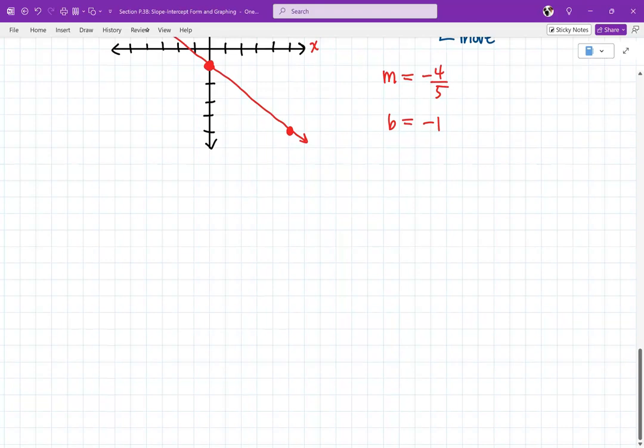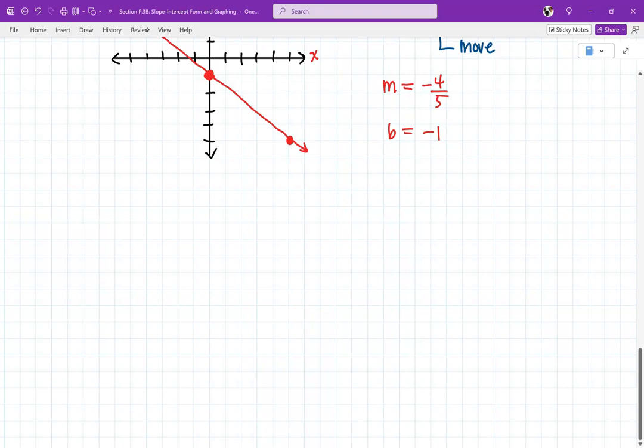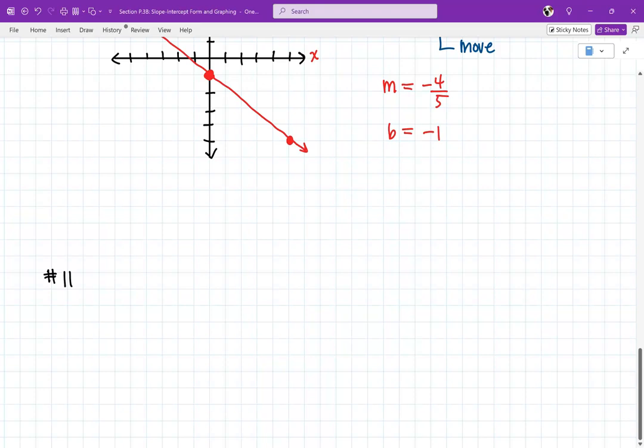Now these examples are not exactly from your homework, but they will be from your homework. So I'm not going to call it number 11 and 12. I'll call it 11-ish and 12-ish, so you can at least know which ones I'm referring to. I'm going to put number 11-ish because it's not number 11, but it refers to number 11.